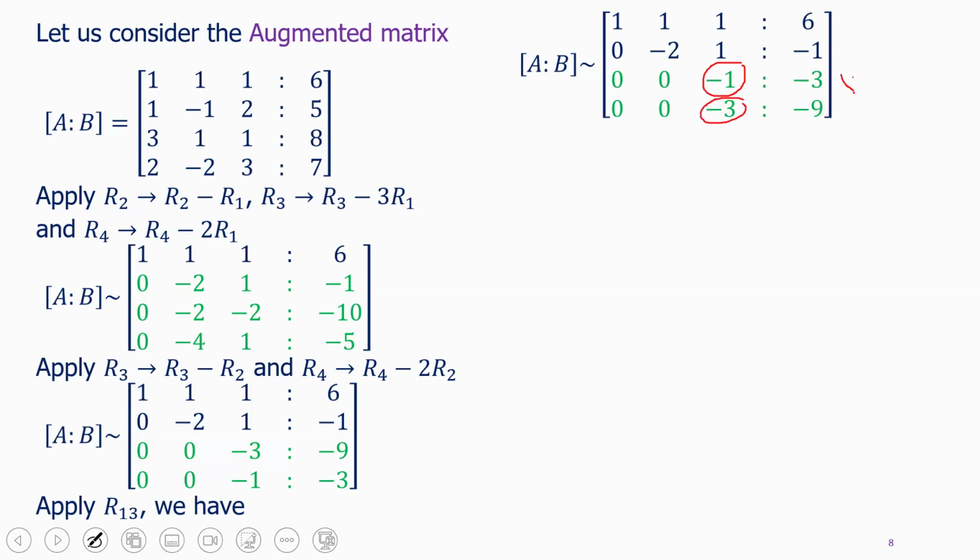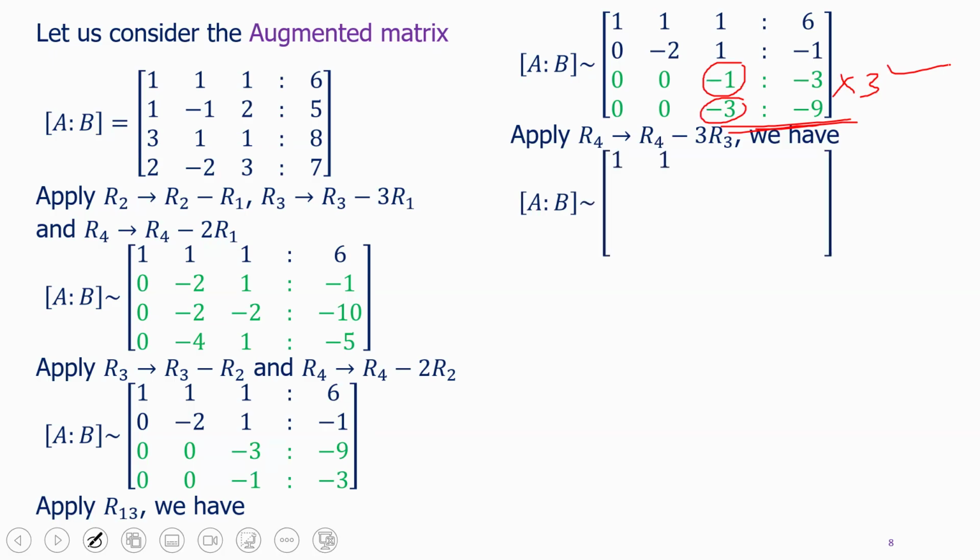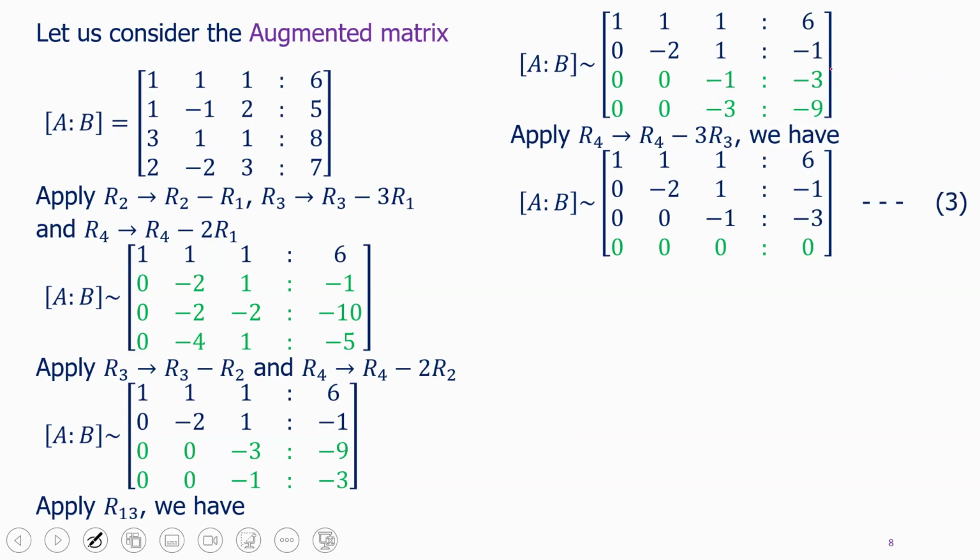So let us multiply this by 3 and subtract it from the, oh sorry, we have to multiply this by 3. So R4 minus 3 times R3, then we are able to reduce the matrix into the equivalent form. So there is no change in the first 3 rows. In the last row, minus 3 plus 3 will be 0 and minus 9 plus 9 will be 0. So now this is called the echelon form of the given matrix.